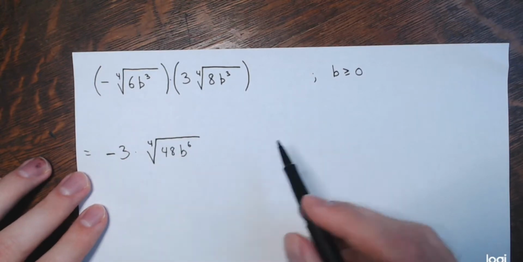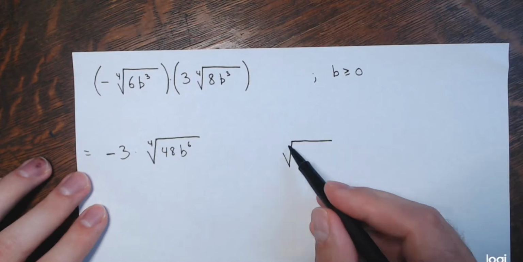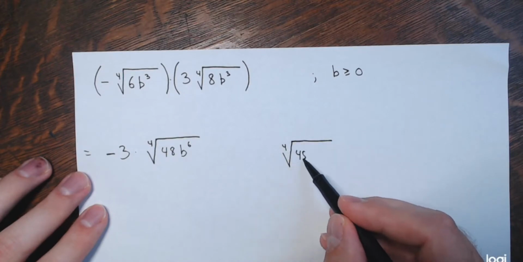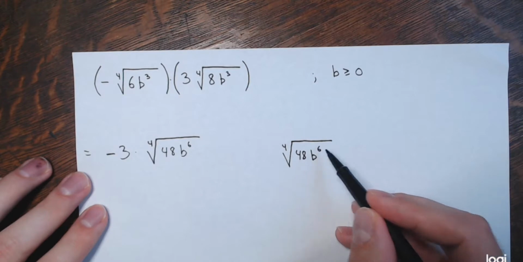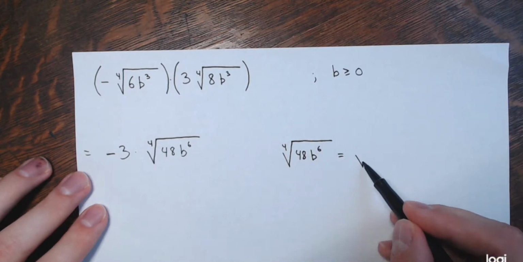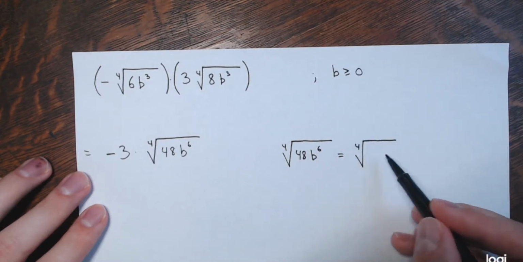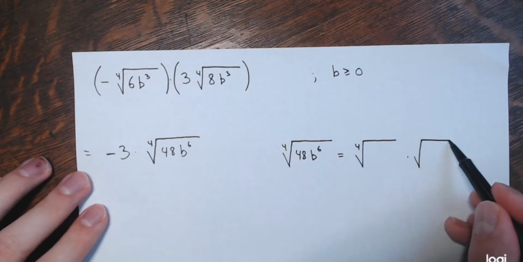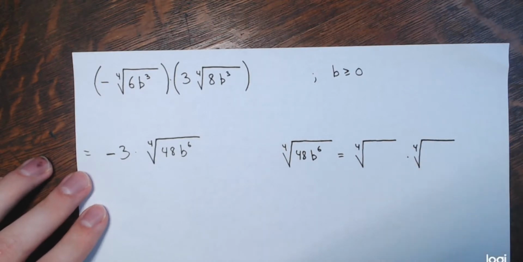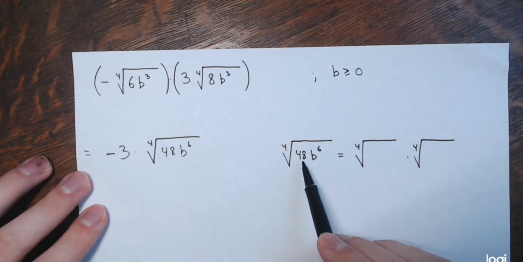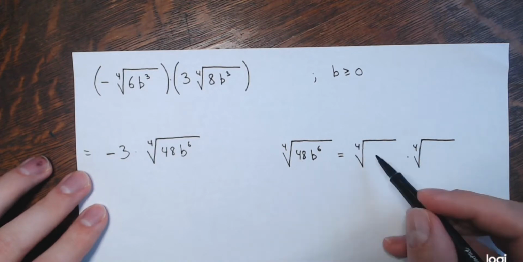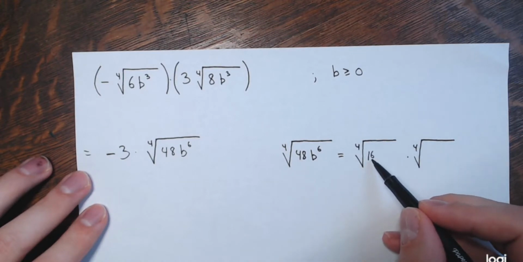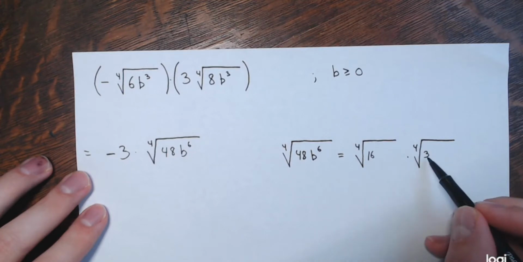All right, then I'm simplifying this, right? The fourth root of 48, b to the 6th. I'm going to break it up to the product of the fourth root of a fourth power times the fourth root of a non-fourth power. 48 is 16 times 3. 16 is 2 to the fourth. That's a fourth power, and 3 is not a fourth power.